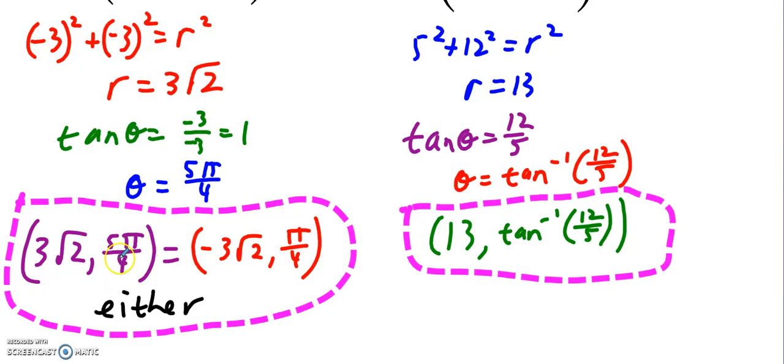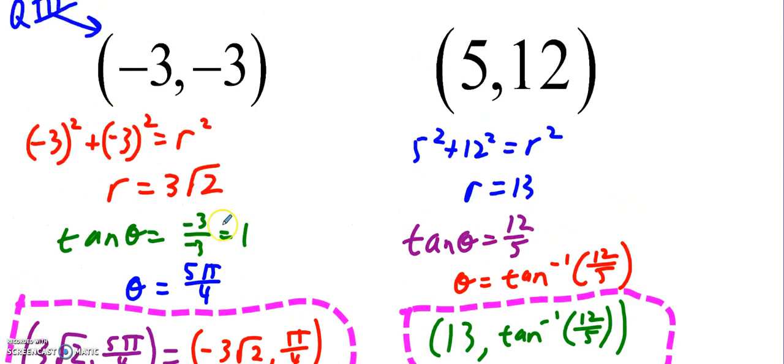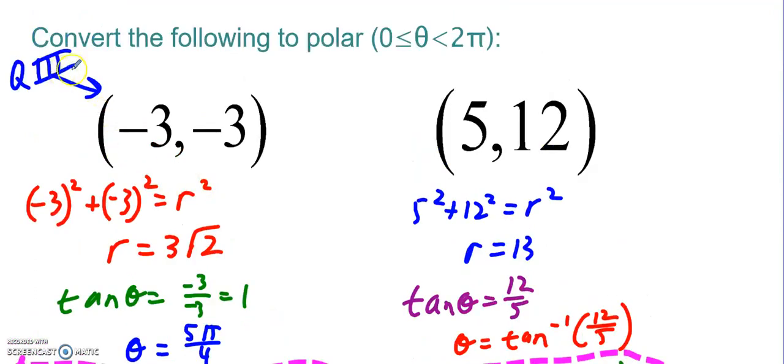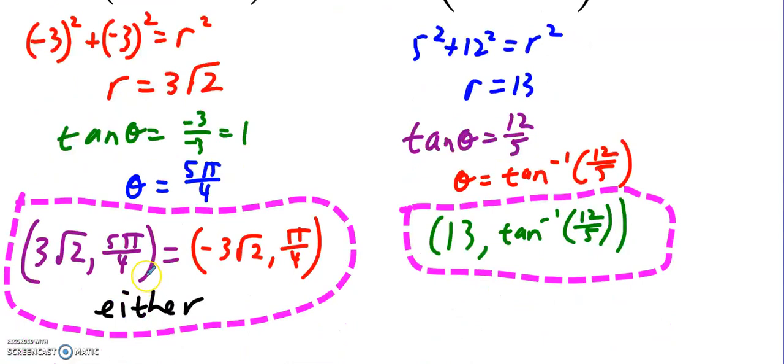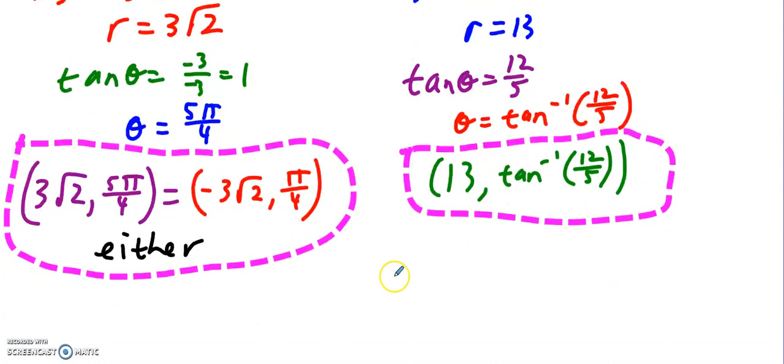Okay, so here we have two different ways in which we can actually represent the first coordinate point. So we want to recognize, okay, this is in quadrant 3. I know that. So first, let's find r. Well, I know x squared plus y squared is r squared, so r is 3 root 2. And I know theta is the tangent inverse of y over x, or tangent of theta is negative 3 over negative 3, which is 1. So theta is going to be 5 pi fourths. So I can either say (3 root 2, 5 pi fourths), or (negative 3 root 2, pi fourths). Either of those would be a correct representation. They are equivalent locations in polar coordinates.